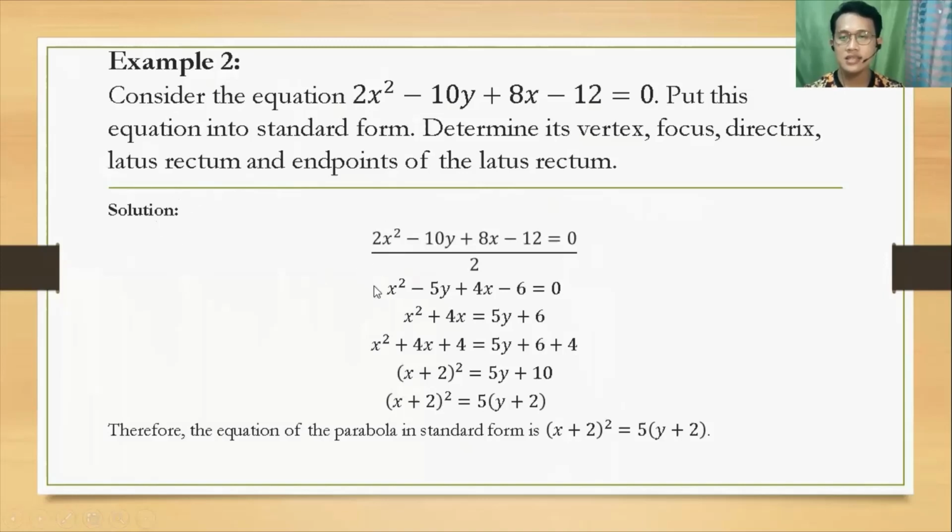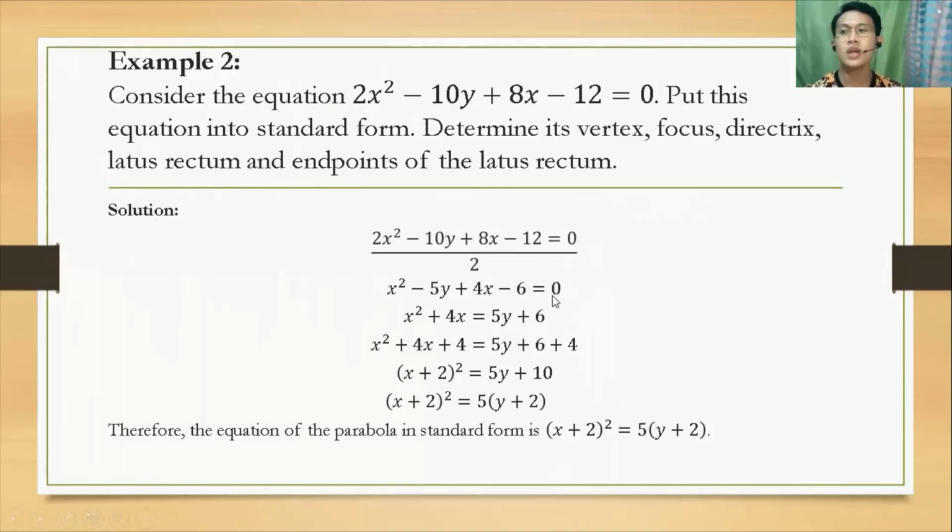Here is the detailed solution, guys, below. So in order to do that, you need to divide it all over 2. Dividing 2x squared by 2, that's x squared. Negative 10y divided by 2, that's negative 5y. 8x divided by 2, that's 4x. Negative 12 divided by 2, that's negative 6, is equal to 0, since 0 divided by 2 is 0.